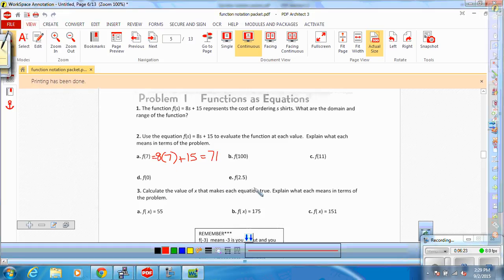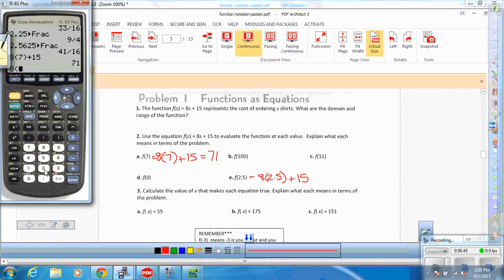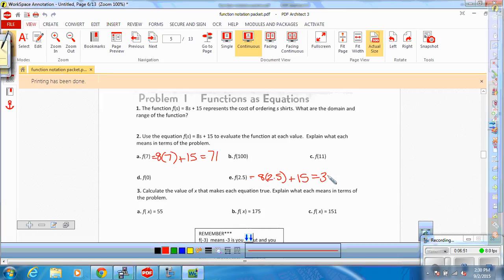It doesn't matter what kind of number you're plugging in. You can plug in 0, you can plug in 2.5. Those are all things that we're going to plug in. So this would be 8 times 2.5 plus 15. That's the equation. This is telling me to plug that into that equation. So 8 times 2.5 plus 15, and we get 35. So f of 2.5 is 35.